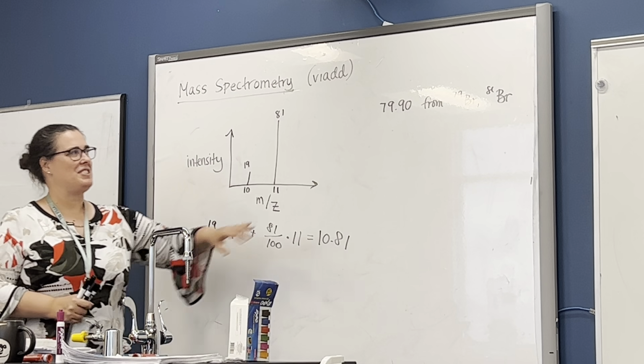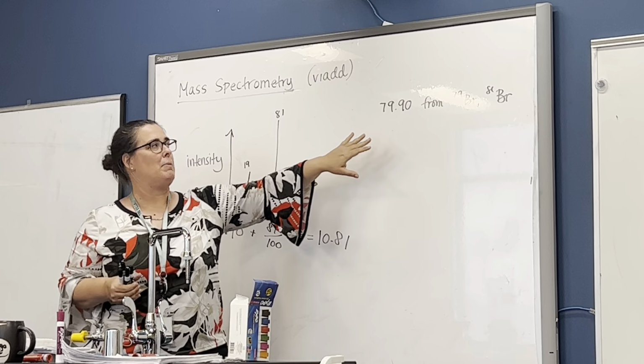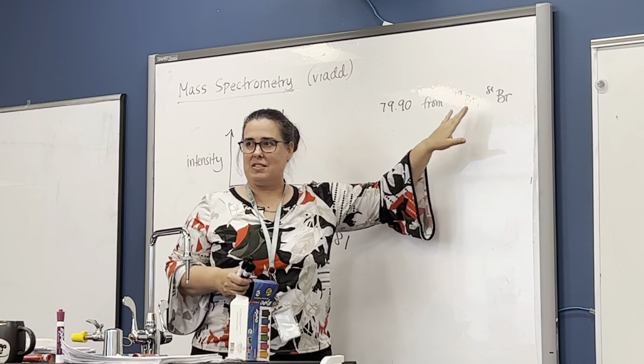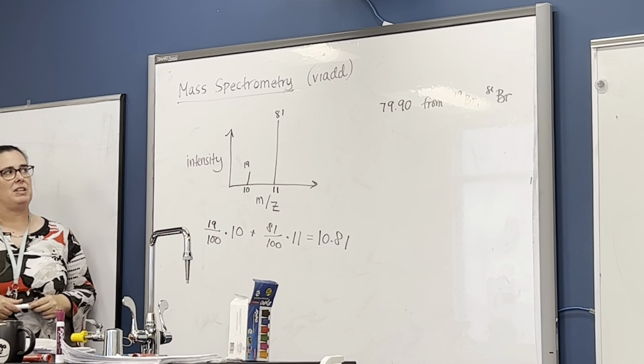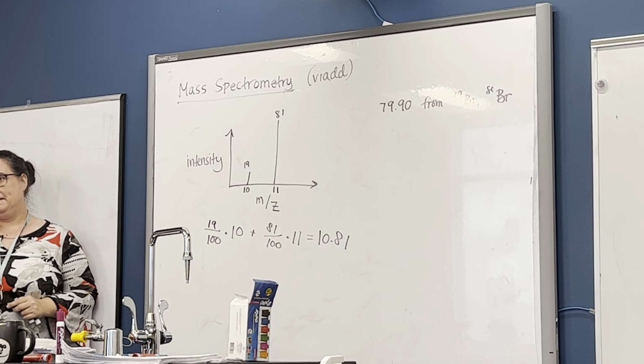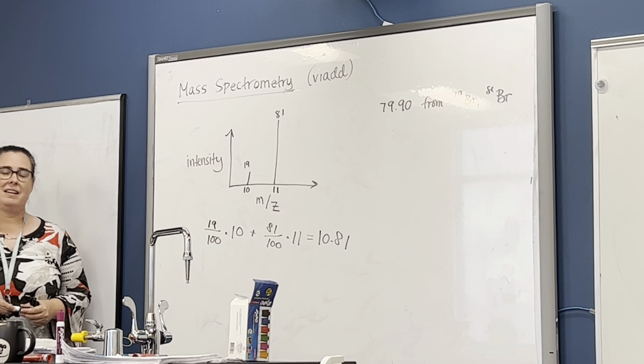You can do the inverse of this if you're so inclined. You can know that the mass of bromine is just about 79.9. Know that it exists as two isotopes and try to find out the percentages of each. Which one is there more of, 79 or 81? Why, Remy? Because it's closer.